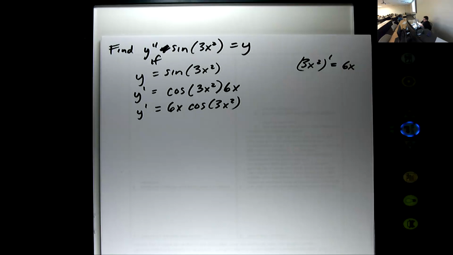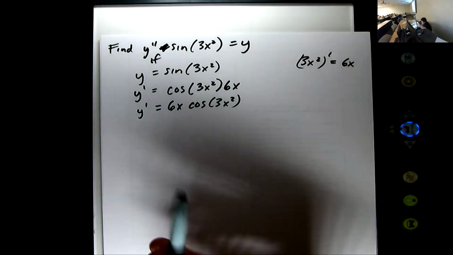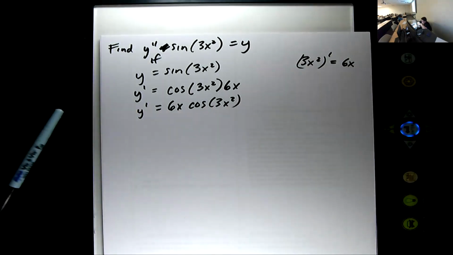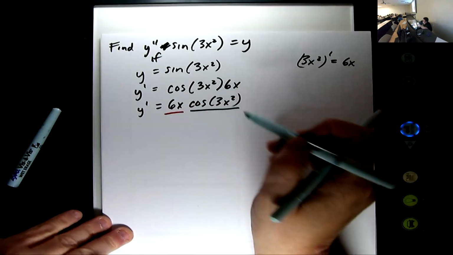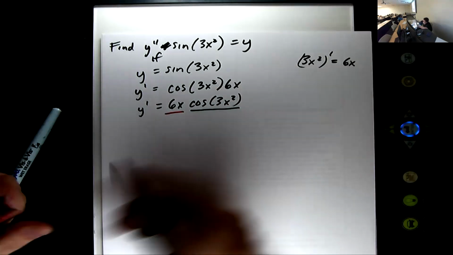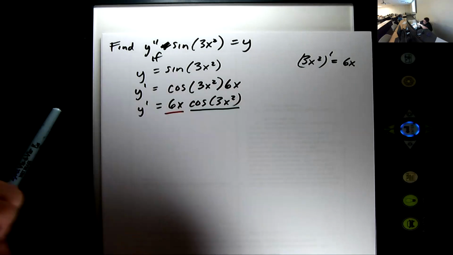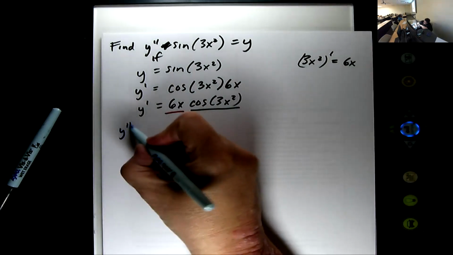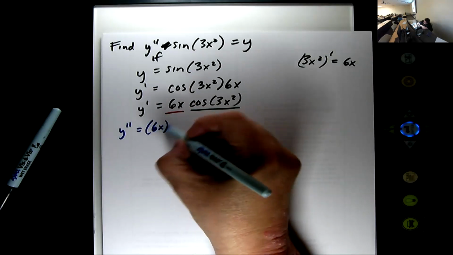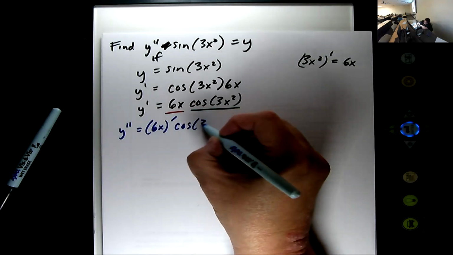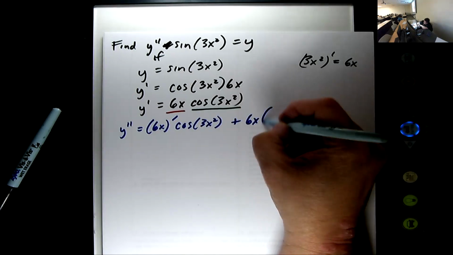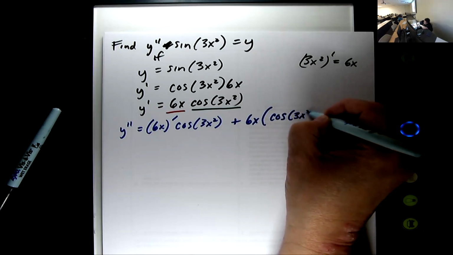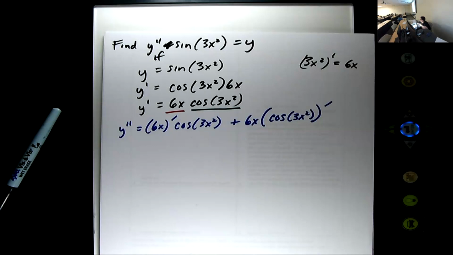All right, next one. Oh, we got a product rule with the chain rule. We got two parts, don't we? We have the 6x and we have the cosine 3x squared, which means we got to do a product rule. So I'm going to be a little bit more explicit before I do this next one because it's complicated. We're going to take the derivative of 6x and leave the cosine 3x squared alone. And then we're going to leave the 6x alone, and take the derivative of cosine 3x squared there, and that's going to have the chain rule in it.